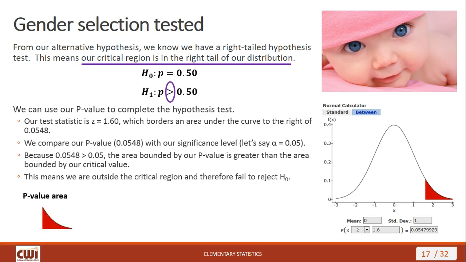If you look at this graphically, think of the p-value as the area under the curve bounded by our test statistic. We're going to compare that with the critical region area under the curve, which is equal to our significance level, alpha. Because the p-value area is greater than the critical region area, we can't fit the p-value area inside that critical region because it's too big. It can't fit in. Therefore, we can't be in the rejection region, and therefore we fail to reject H0.